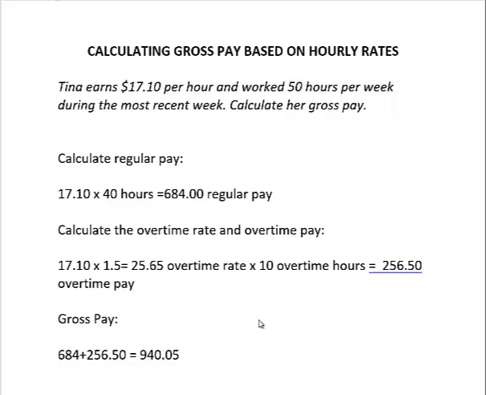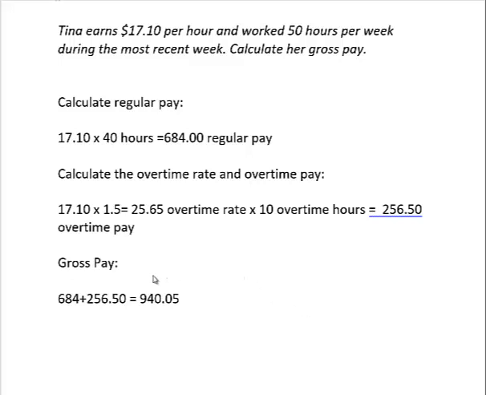So first we'll figure out her time and a half rate. She makes $17.10. If we multiply that times 1.5, we'll get $25.65 as her overtime rate. Then we'll take that rate and multiply it times her overtime hours to get $256.50 as her overtime pay. So to get her gross pay, we will add the regular pay of $684 to her overtime pay of $256.50 to get $940.50.